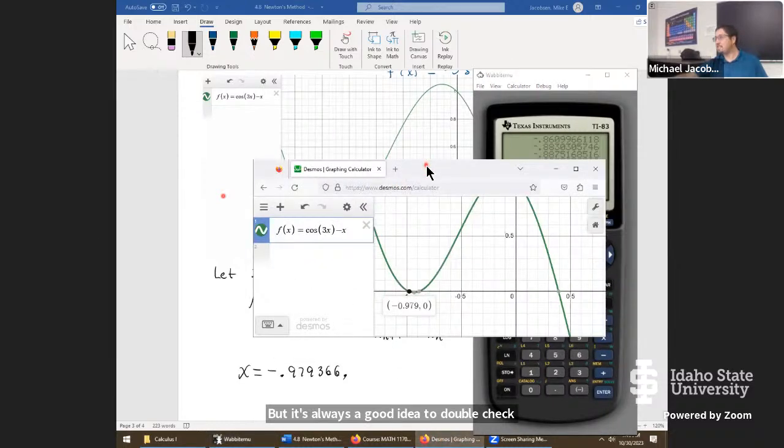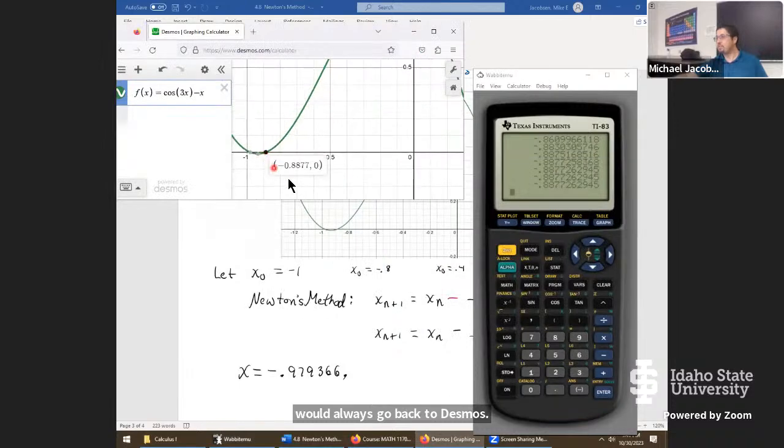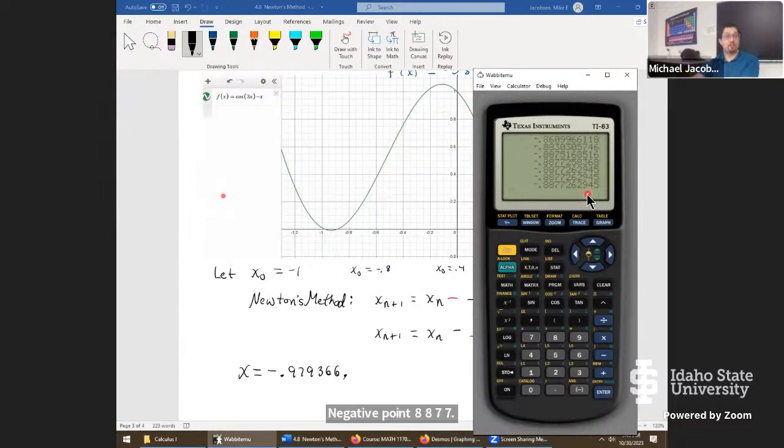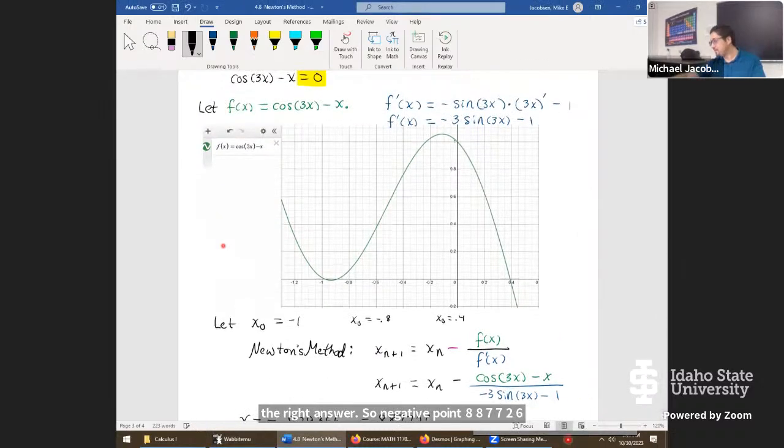I would always go back to Desmos to see if I match at least with the digits they gave us. Negative 0.8877. That's really good numerical evidence. We probably have the right answer. So negative 0.887726. Then one more to go.